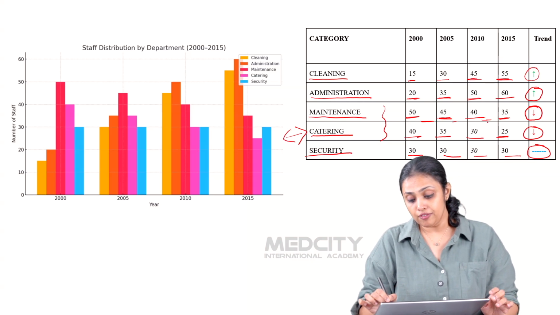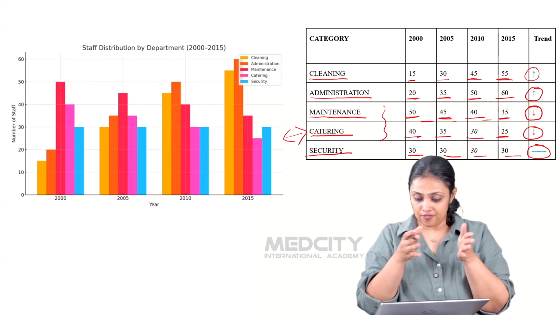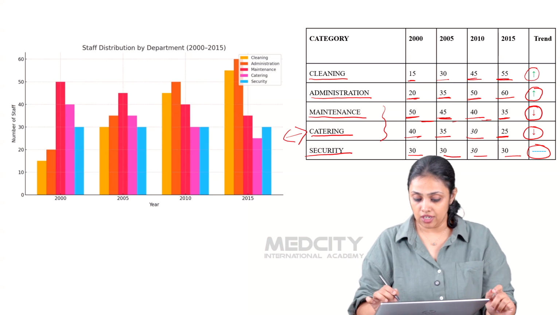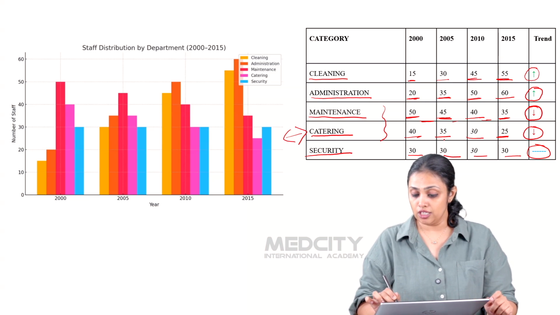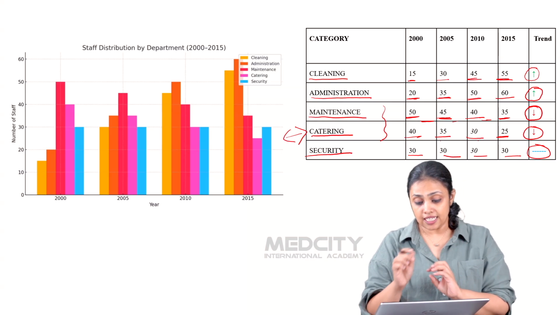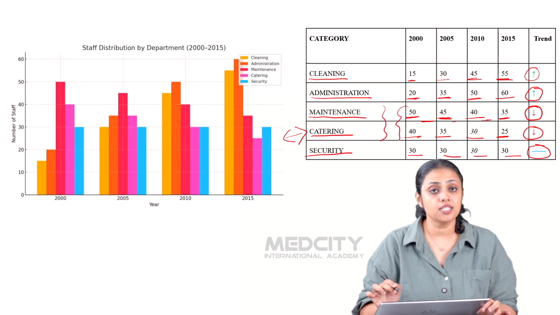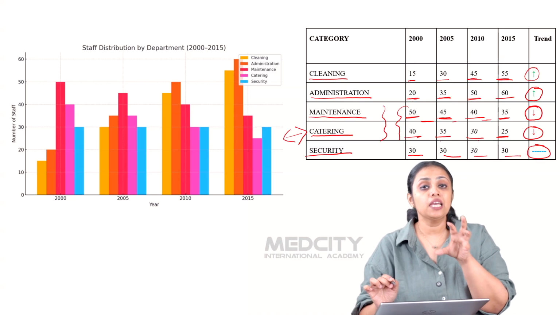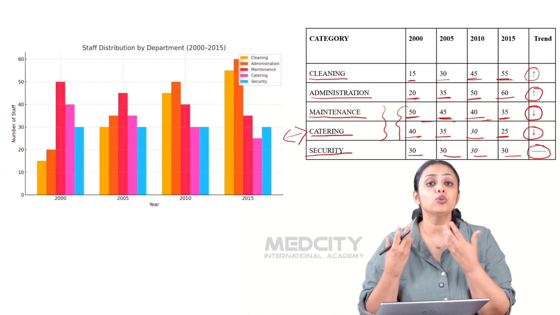50 to 45, 45 to 40, 40 to 35. So by 5, in steps of 5, it is getting reduced. Here same goes for catering, 40 to 35, 35 to 30, 30 to 25. If you are able to identify such patterns, it is good, so that you can apply that in your report, so that your report becomes even more striking.